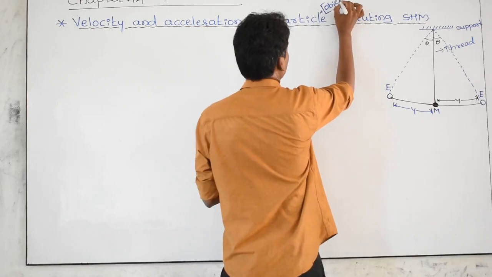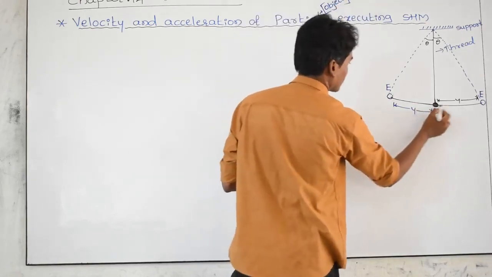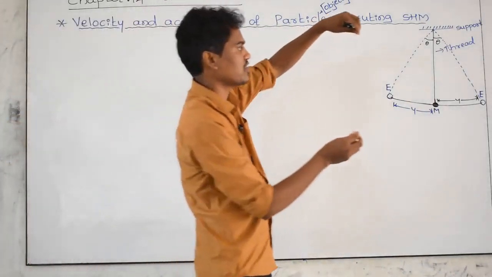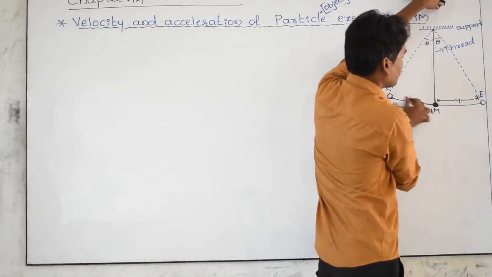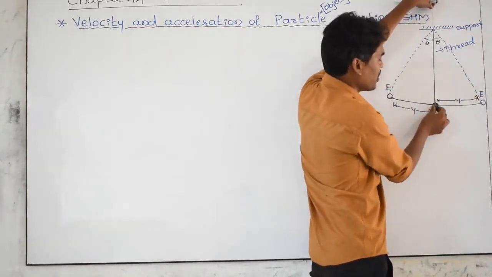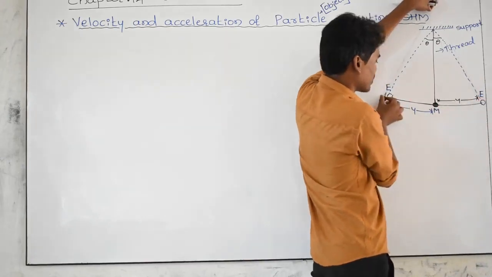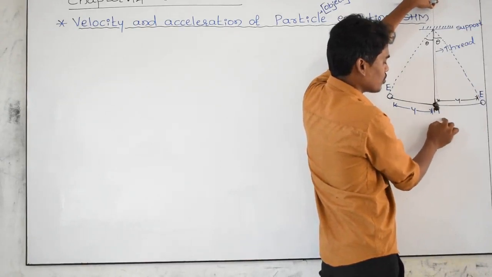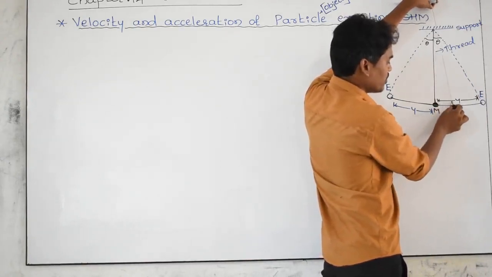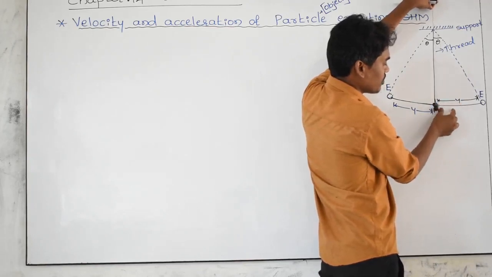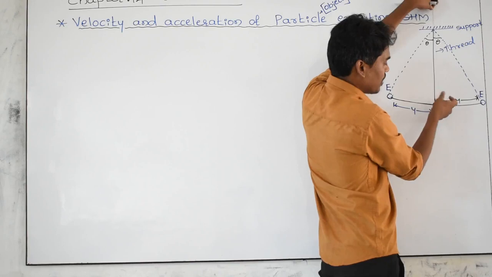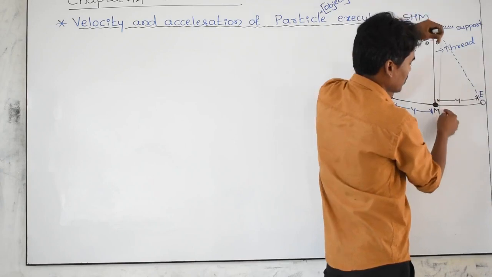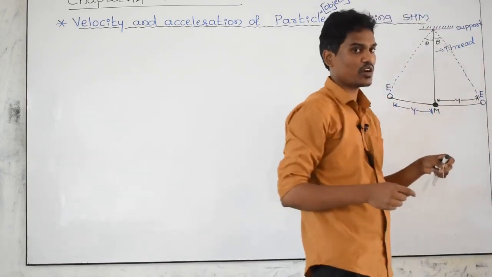This is the object executing simple harmonic motion. Take this as an example: this is a thread, and now it is executing simple harmonic motion. This is the mean point, this is an extreme point, and this is also an extreme point. If the object is at the mean point, displacement y is equal to 0. If the object is at this point, the displacement is this much. The maximum displacement is called the amplitude.